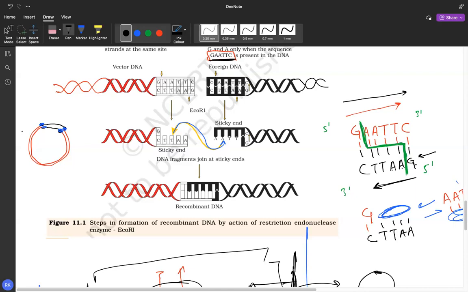Okay, cool. So this part is clear. And you can write down, for a DNA, what does a palindrome mean? That the sequence reads the same on the two strands, in 5' to 3' and 3' to 5'. The sequence reads the same on both the strands.